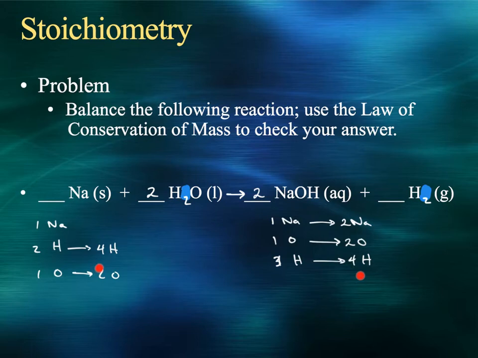The hydrogens now match. The oxygens now match. The sodiums don't match yet, but that's an easy fix. All we got to do, if we put a 2 in front of the sodium over there on the far left of the reactants, we'll end up with 2 sodiums. Okay, so just double checking our work. We got 2 sodiums, 4 hydrogens, 2 oxygens, 2 sodiums, 2 oxygens, and 2 plus 2 is 4 hydrogens, so that balances it out. 2, 2, 2, 1.